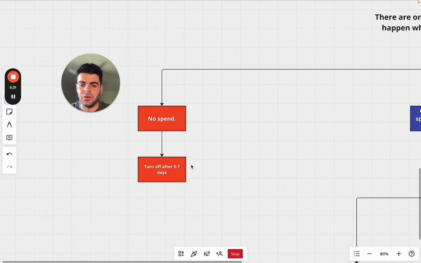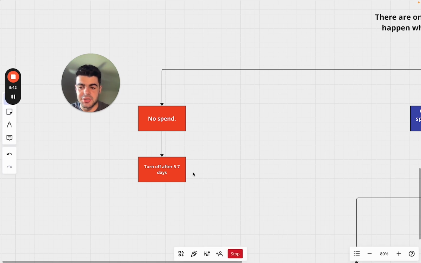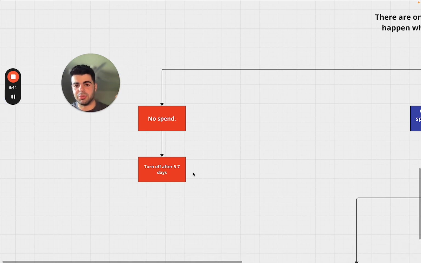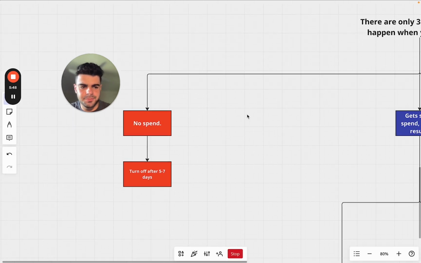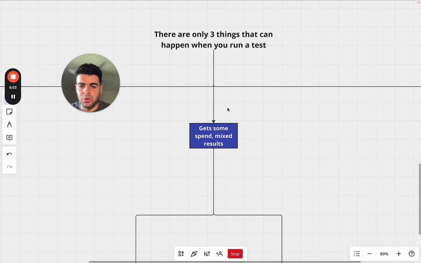Now, what you're going to do in this situation is you're just going to turn the ad sets off that are not getting any spend after 5 to 7 days. If you're at day 5 and it's starting to pick up, then obviously you'll leave them on and see if they get more spend. But if it's been 7 days and they're still either at the same spend or they're actually decreasing from like a few dollars down to maybe 50 cents a day, then you're just going to turn them off.